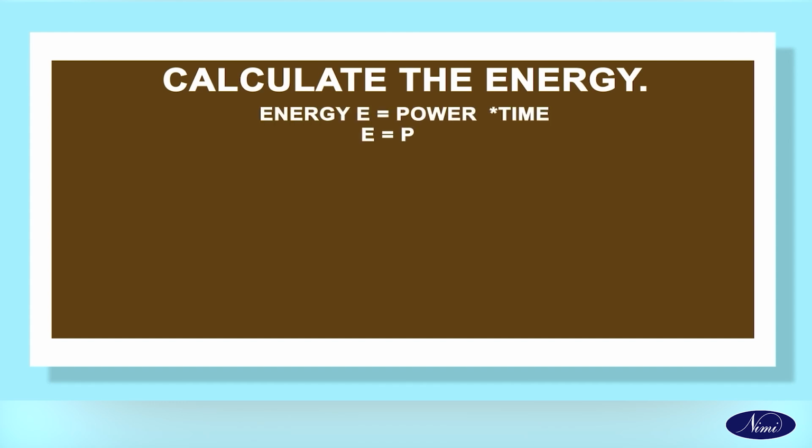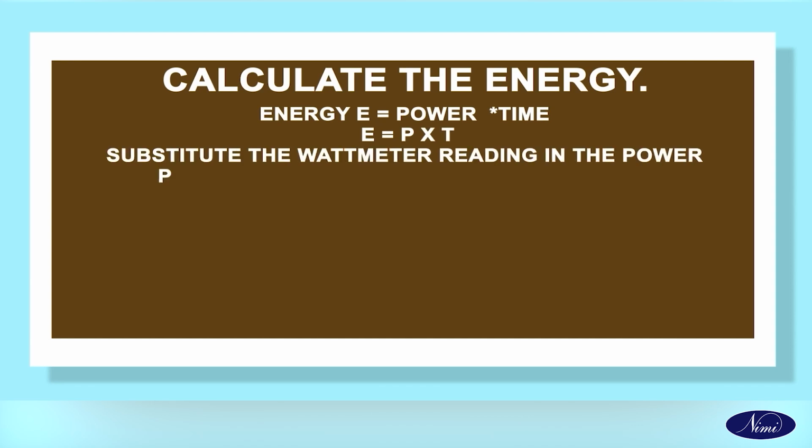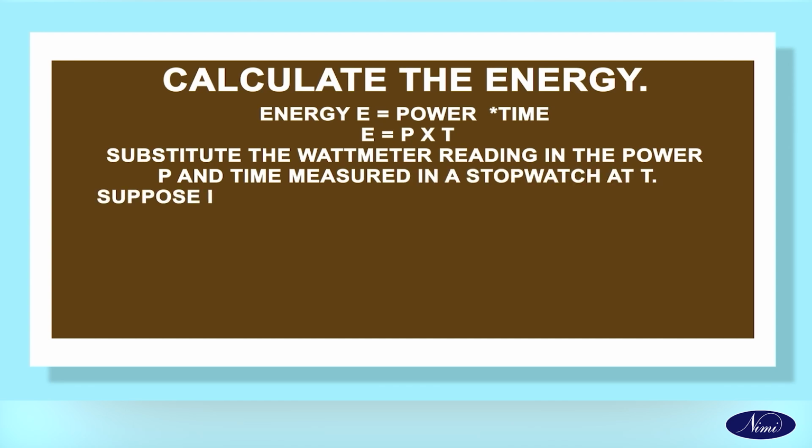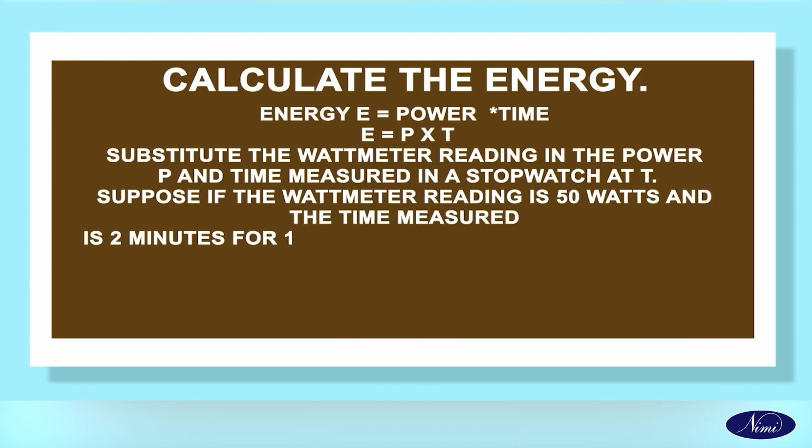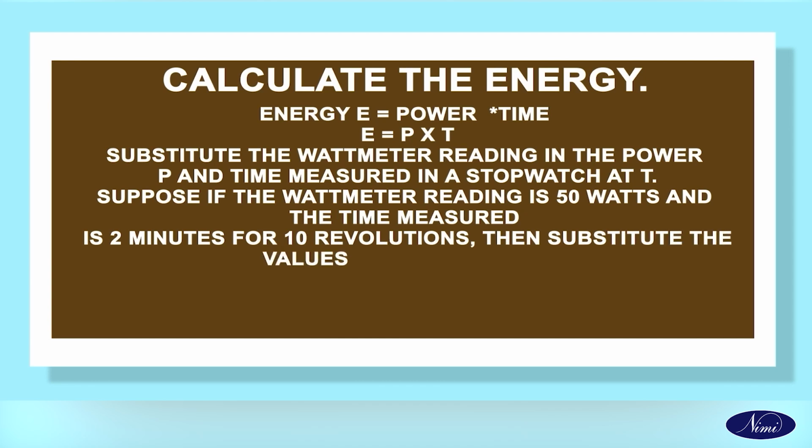E is equal to P into T. Substitute the wattmeter reading as the power P and the time measured with the stopwatch as T. Suppose the wattmeter reading is 50 watts and the time measured is 2 minutes for 10 revolutions, then substitute the values in the formula. E is equal to 50 into 2 upon 60. E is equal to 1.66 watt-hour.